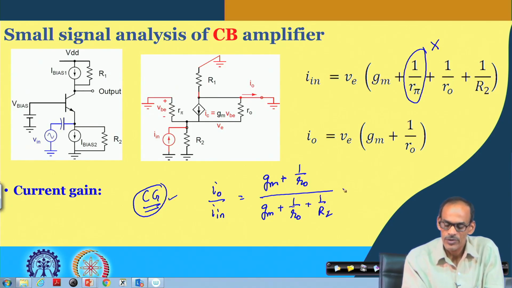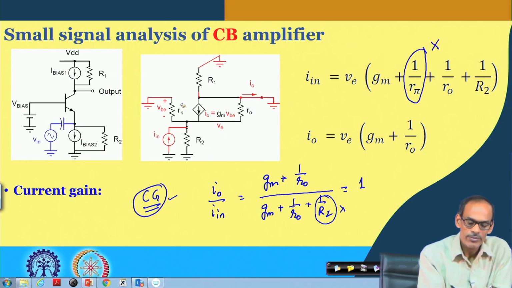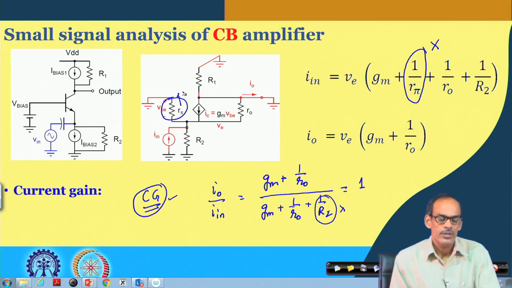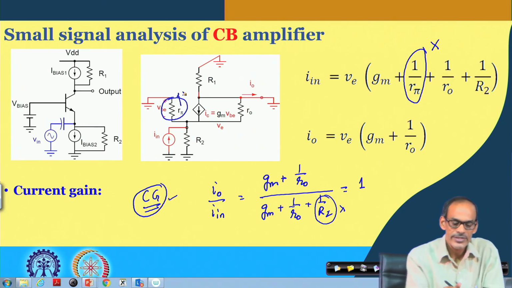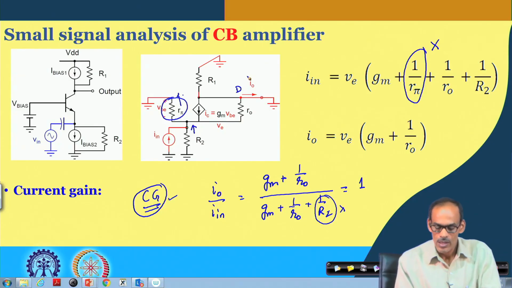In fact, for this case, if I ignore this R 2, then it is exactly equal to 1. That is very obvious. For BJT we do have this path which is taking some part of the current, but for MOS we do not have the gate to source resistance. So, as a result, at the source whatever current we give, the entire current arrives at the drain terminal.